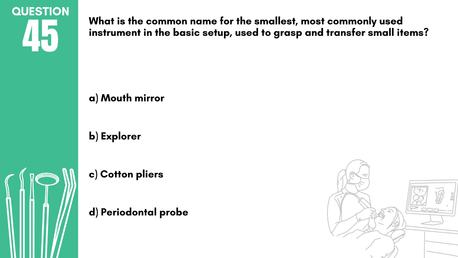Question 45. What is the common name for the smallest, most commonly used instrument in the basic setup, used to grasp and transfer small items? A. Mouth mirror. B. Explorer. C. Cotton pliers. D. Periodontal probe.